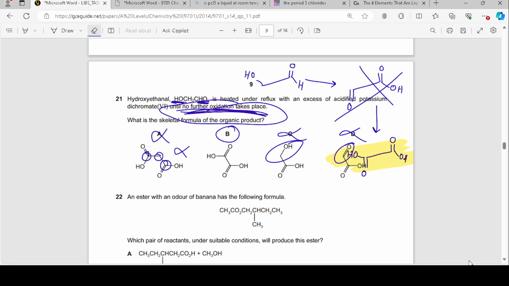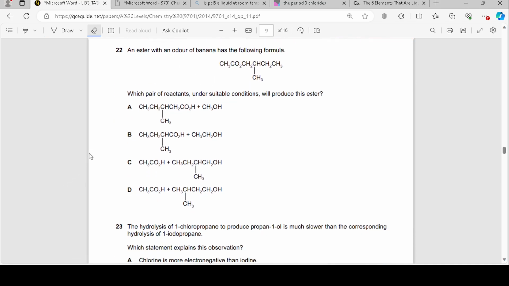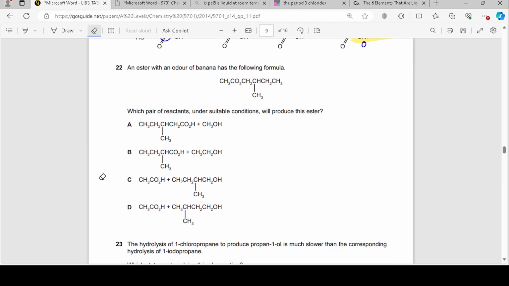Now let's go to the next question. An ester with an odor of banana has the following formula. Which pair of reactants, under suitable conditions, will produce this ester? Okay, so let us see. If I draw it out, I have CH3COOCH2CH2CH(CH3)CH3.